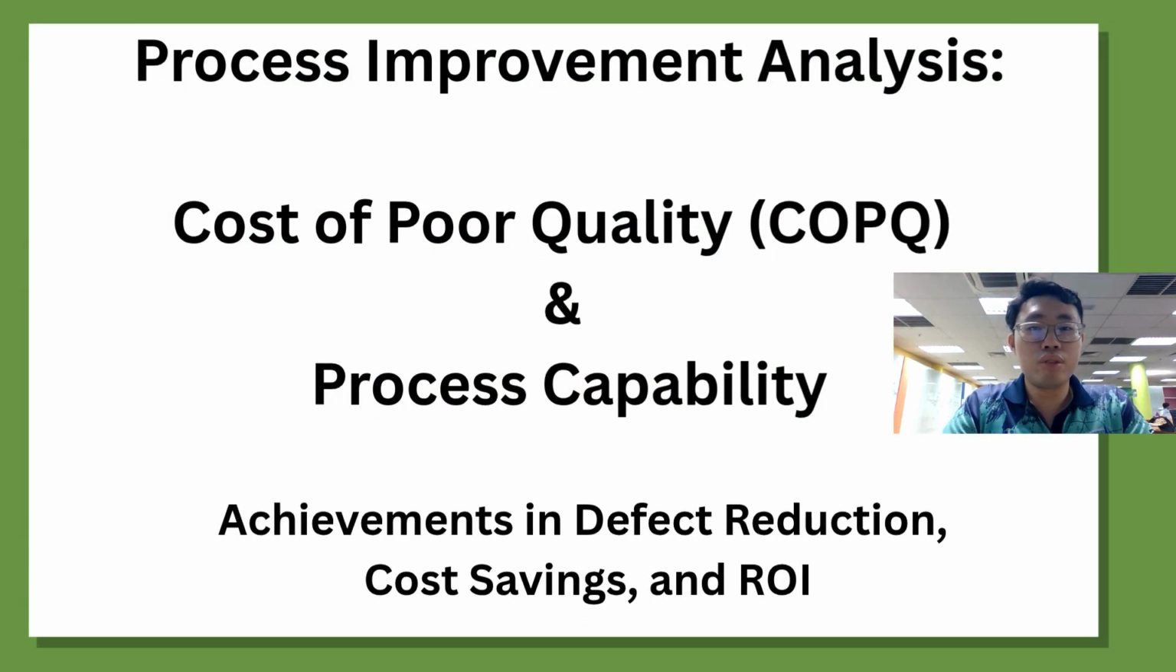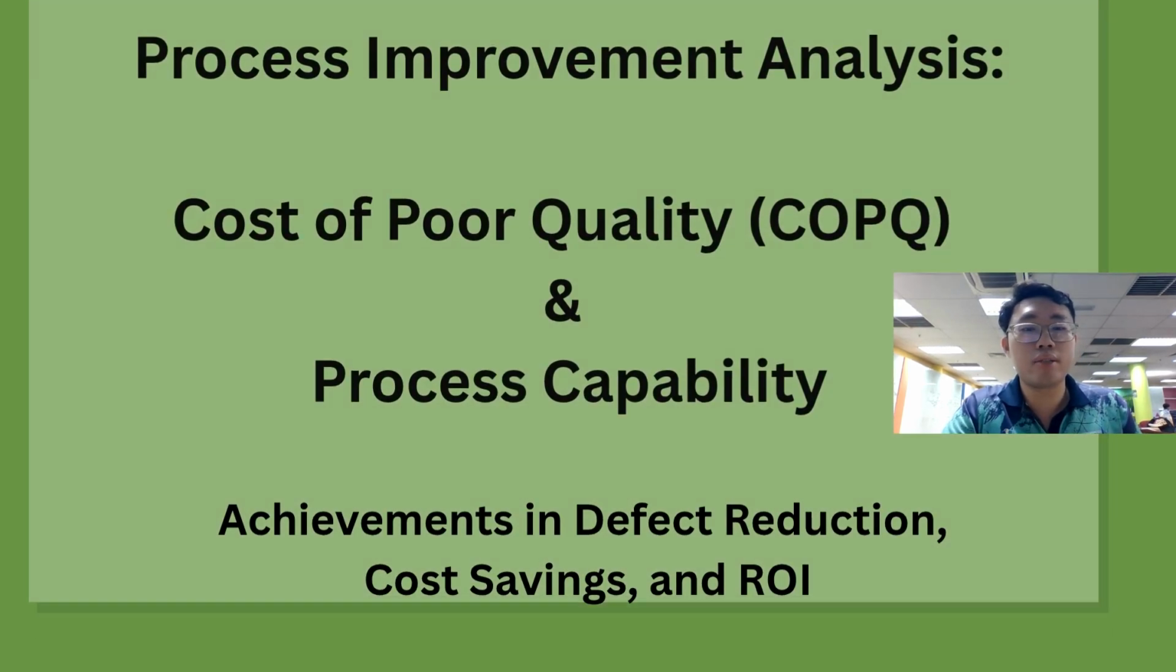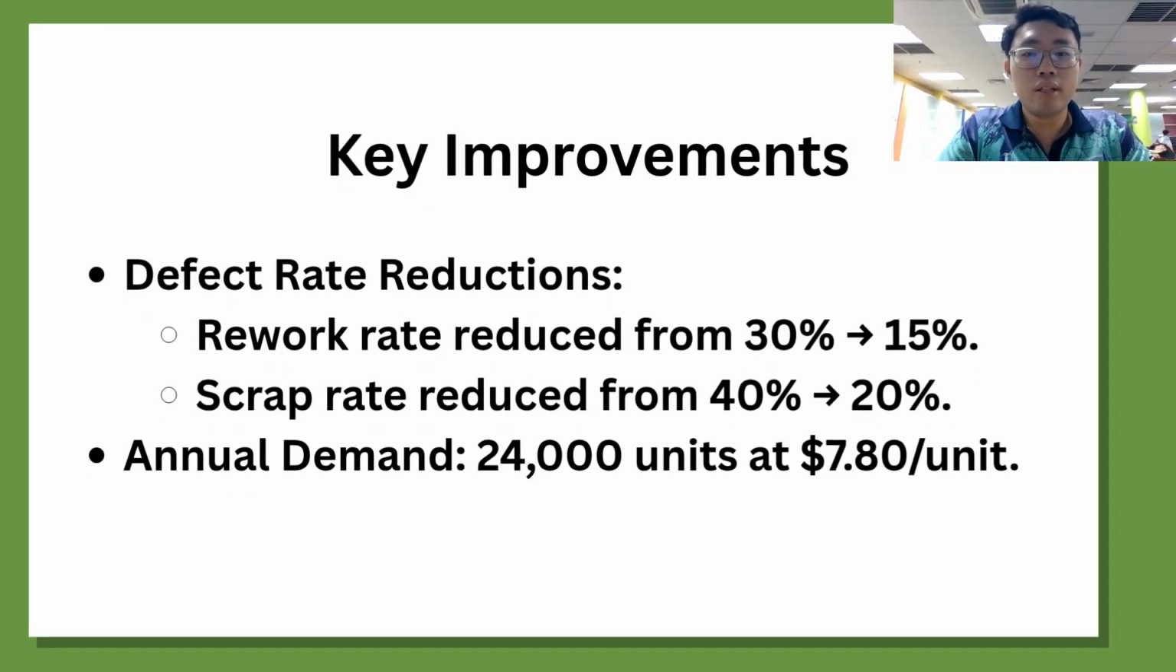Next, we will move to the process improvement analysis, which is about cost of poor quality COPQ and process capability, and will also involve the achievements in defect reduction, cost savings, and ROI. Now, let's look at the key improvements. For the defect rate reductions, the rework rate reduced from 30% to 15%. The scrap rate reduced from 40% to 20%.